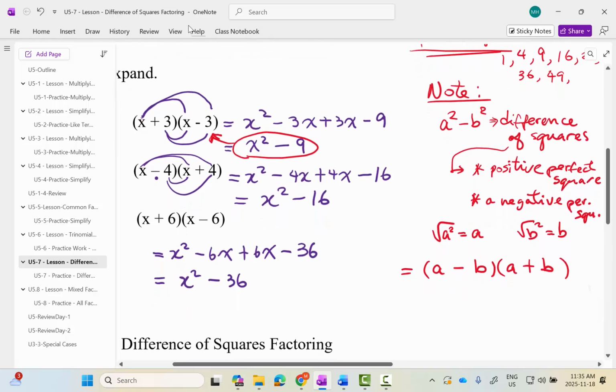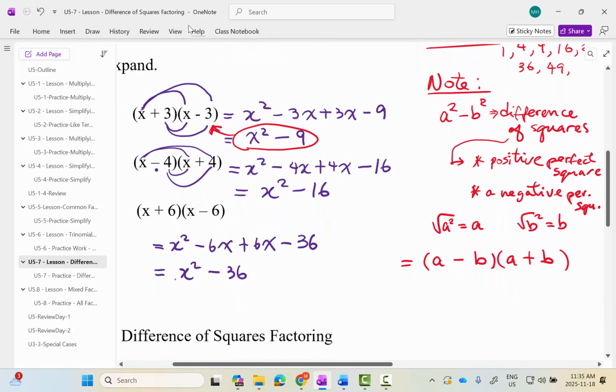Is everyone okay with that? So, look at this one. Is this a perfect difference of squares? Is this a difference of squares? Yes. Why?